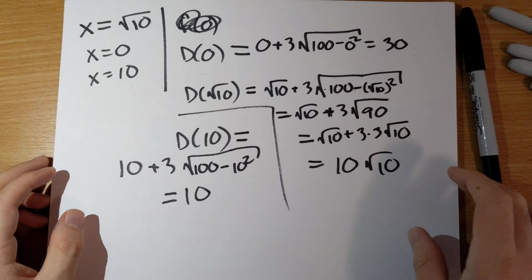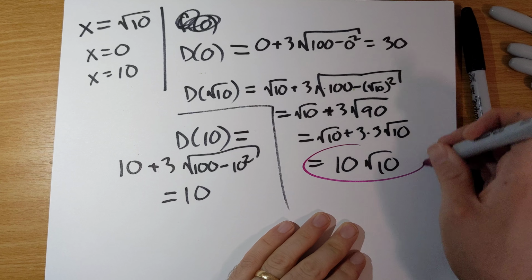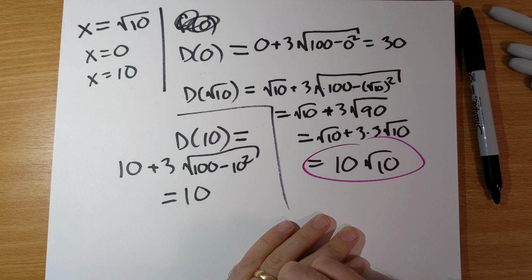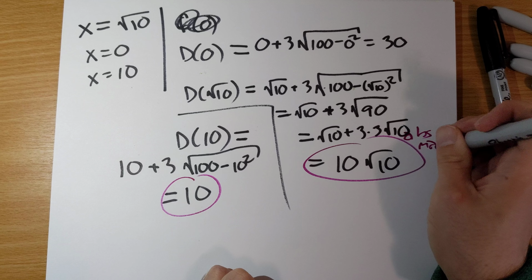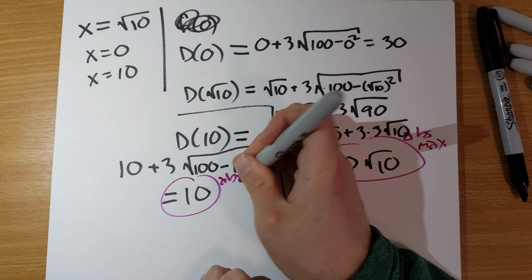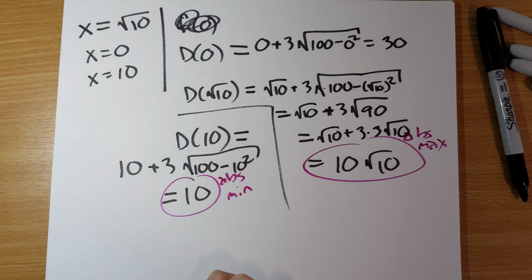So what's the biggest and what's the smallest here? The biggest value is going to be the one with the square root of 10, a little bit bigger than 30. And this is the smallest. So this is the absolute max, and this is the absolute min.